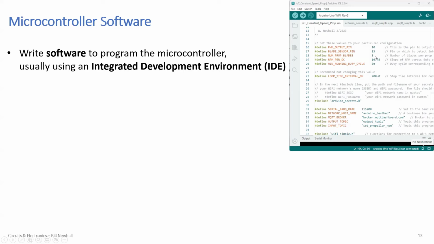Microcontroller software is usually written using some kind of integrated development environment. An IDE is just a piece of software that usually includes an editor to edit the code. Usually it has some kind of connection to a compiler that can compile the code that gets downloaded to the microcontroller, and it has other features, usually like debugging.